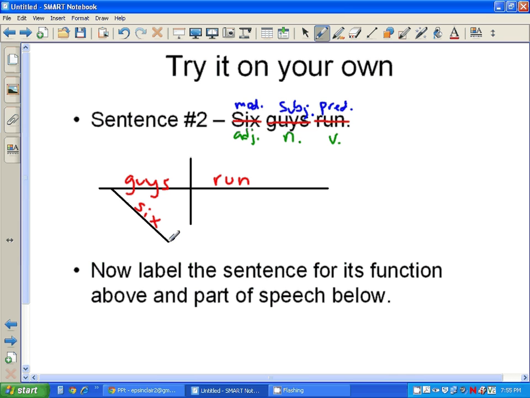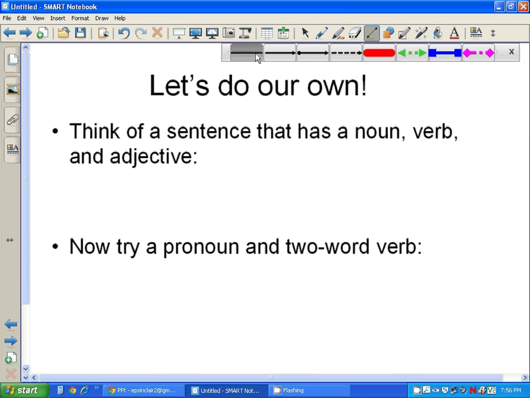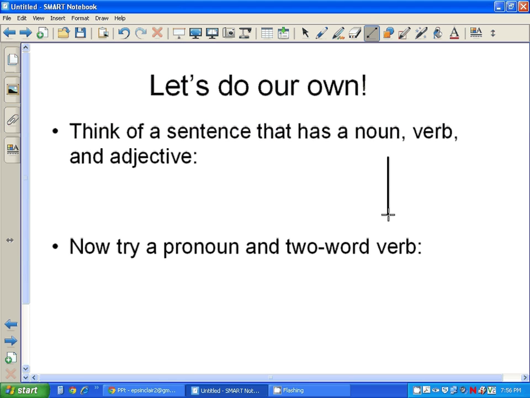This one's a little bit tougher. Okay, now I'm asking you to think of a sentence that has a noun, verb, and an adjective. Pretty similar to what we've done so far. And I'll give you a hint. The diagram will look something like this. See if you can pause the video and do this one on your own.